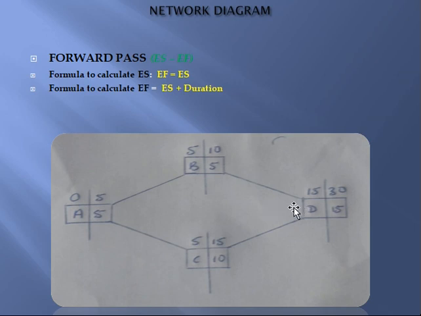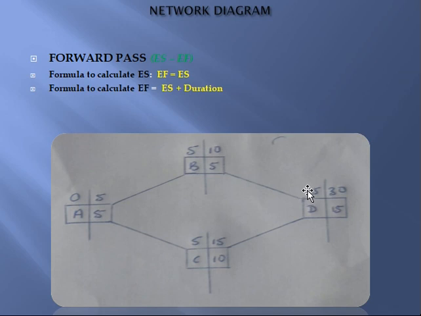According to the diagram, activity D is dependent on activity B as well as activity C. Now to get the early start for activity D, what you simply do is you take the highest of the early finishes between activity B and activity C. Remember, activity D is dependent on both. Now the earliest finish for B is 10 and for C is 15. The highest is what? 15. So your 15 becomes the early start for activity D.